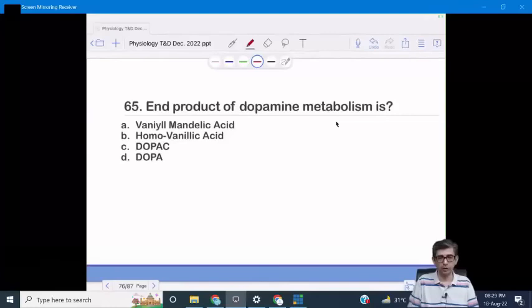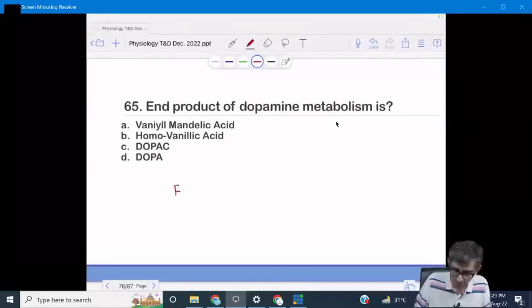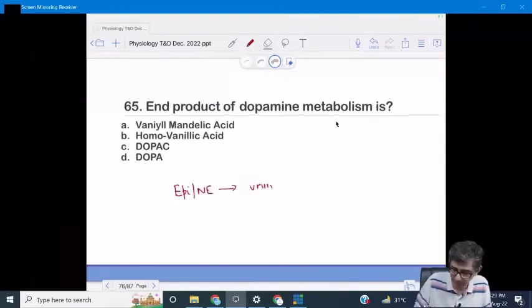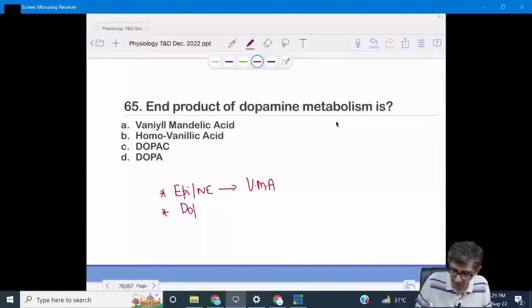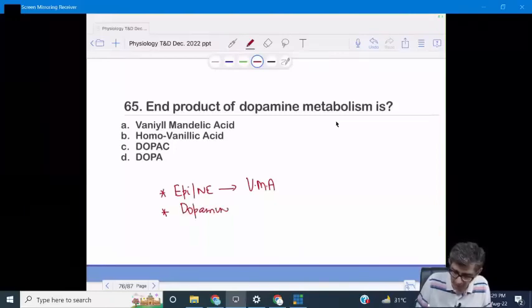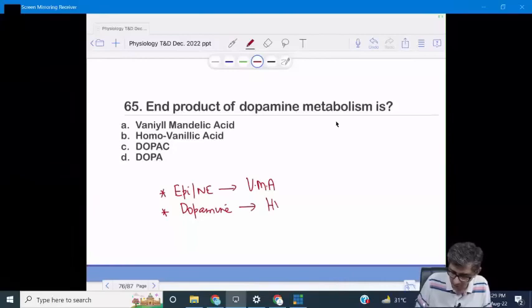Coming to 65, what is the end product of dopamine metabolism? From the breakdown of epinephrine and norepinephrine, vanillylmandelic acid is formed, which is a favorite question of your examiner with respect to pheochromocytoma. And the end product of dopamine metabolism is HVA, that is homovanillic acid. The correct answer for question number 65 will be option number B.